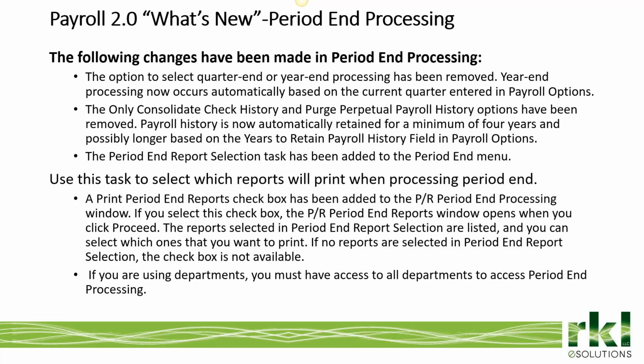Only consolidate. I'll let you guys read through this at your leisure. If we're going to be doing the period end processing, there's obviously all the reports that will be generated, and when we generate those reports, they are going to roll over to Paperless Office if you have that turned on. Again, if you don't have access to a given department, when you run these reports, those reports will automatically exclude the departments to which you do not have access.